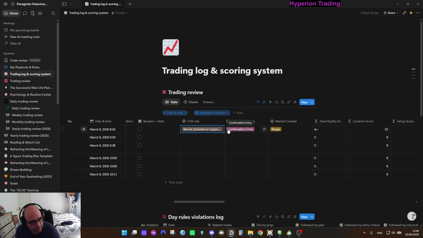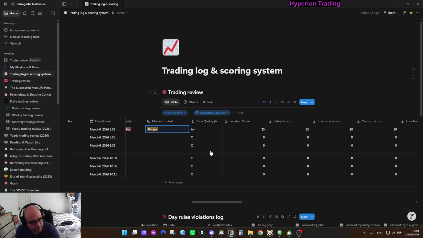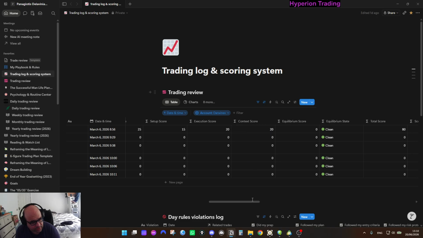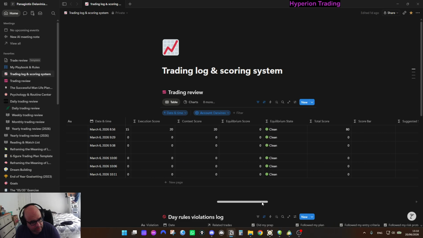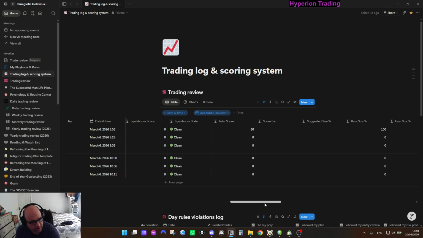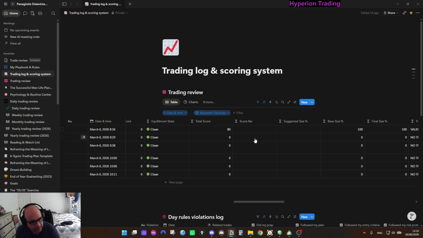We have a confirmation entry. We weren't late, we weren't early, and we're not chasing the market. Market context is range. Then it automatically gives us the zone quality A plus, location score, setup score, execution score, and the context score. So we are good to go regarding the equilibrium, regarding the zone. Total score is 80.